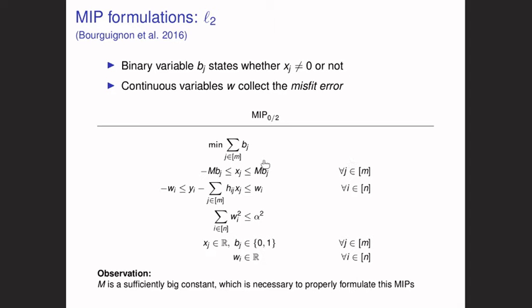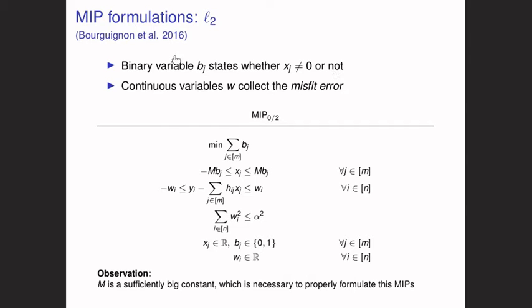What we can find in the literature to solve this problem is, for instance, a paper from Bourguignon and others from 2016, in which they state a MIP, a mixed integer programming formulation, which is the following. We have our variables x to define the solution, and then they introduce binary variables b, which are paired with the x. This binary variable in the solution would be one or zero, depending on whether the corresponding x is null or not. The idea is that bj would be one only if the corresponding xj is not zero.